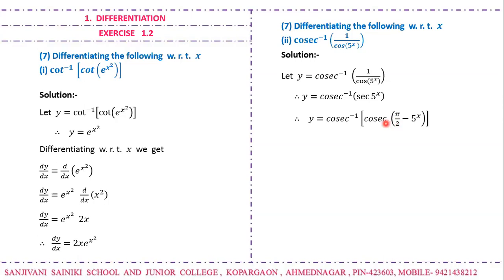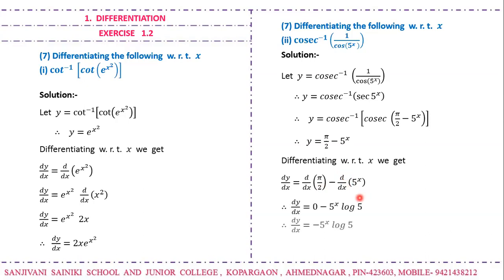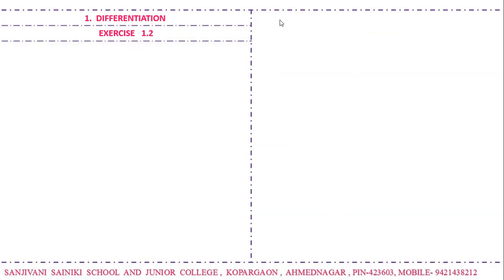Sec of 90 minus theta is cosec theta, and cosec of 90 minus theta is sec theta. So after using that allied angle formula, this cosec inverse and cosec will cancel, and we get y is equal to pi by 2 minus 5 raised to x. We will differentiate this function with respect to x. Derivative of pi by 2 is 0, and d by dx of 5 raised to x is 5 raised to x log 5. So minus 5 raised to x log 5 is the answer.